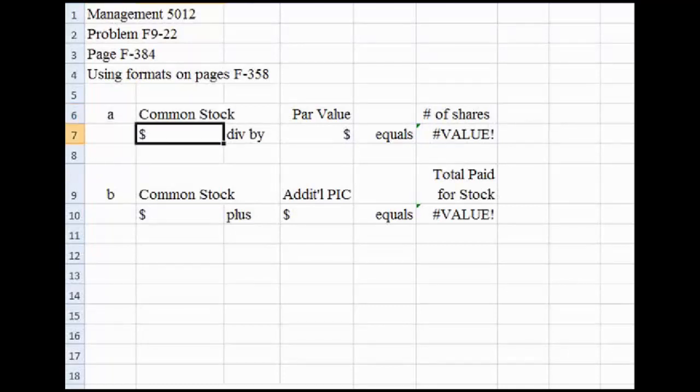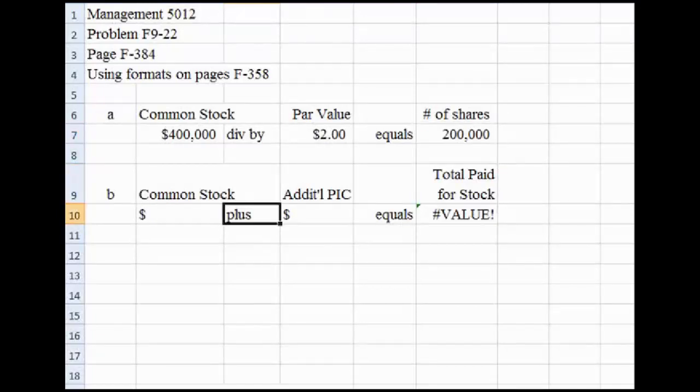Therefore, we can enter the $400,000 that's listed for common stock in the book into the cell under common stock. We move over and then enter the par value of $2. The formula that I pre-entered divides the amount in the common stock balance sheet account by the par value and tells us that there are 200,000 shares of common stock outstanding.